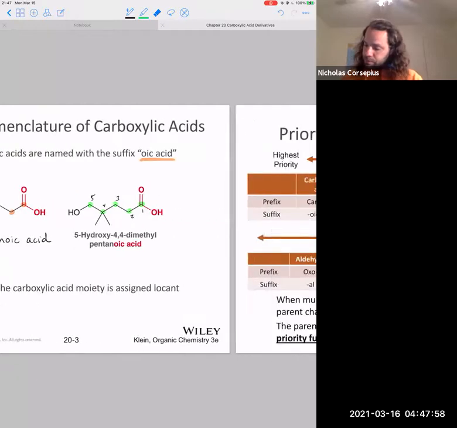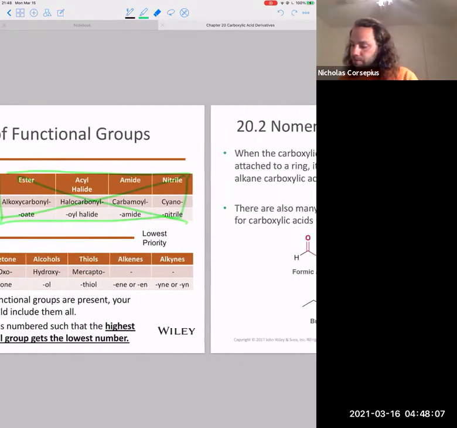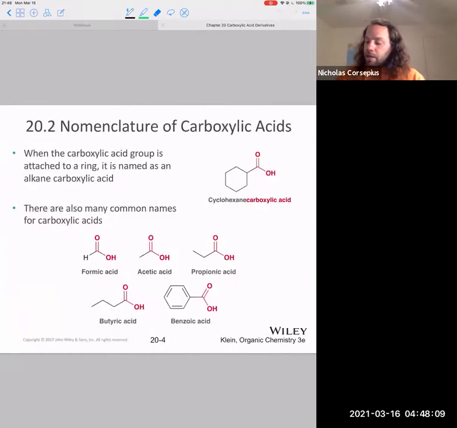Okay, so again, keep this priority list in mind. We'll get to the stuff that I crossed off when we get there. Carboxylic acid. So the next thing we need to talk about with nomenclature, this is kind of a special case, but we do need to learn about it, is what happens when the carboxylic acid is branching off of a ring. The reason why this is kind of special is because, of course, it can't be in the middle of the ring, right? Because it's got to be on a terminal carbon. So it's not really a part of the parent chain in that traditional sense.